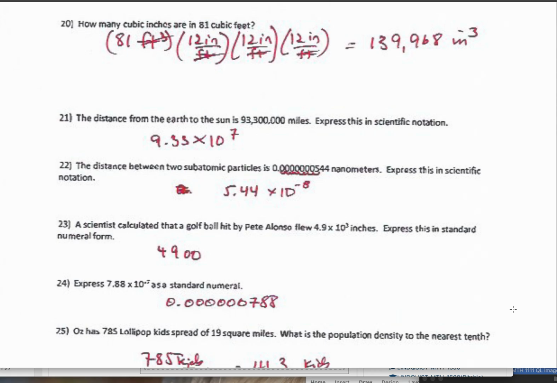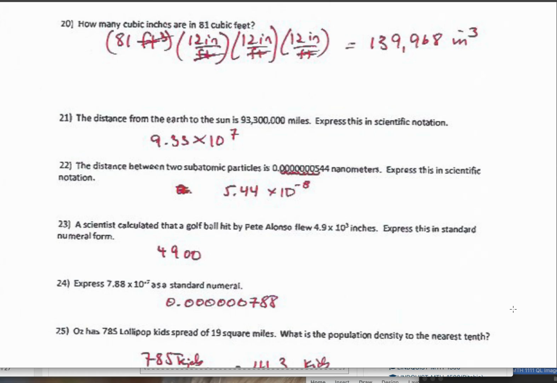81 times 12 times 12 times 12 is 139,968 inches cubed. Because inches times inches times inches is inches cubed. We said you deal with units like you do variables. X times x times x is x cubed. So inches times inches times inches is inches cubed.